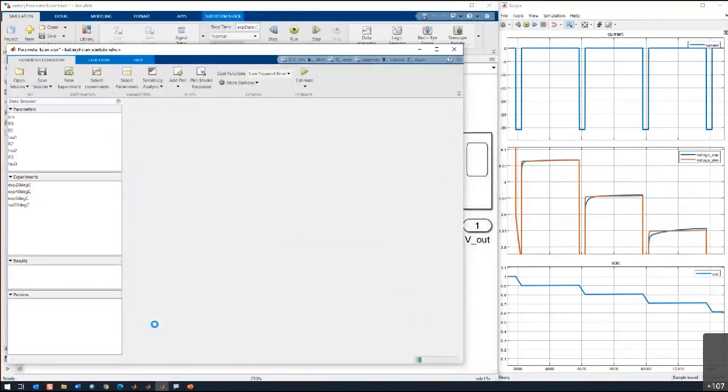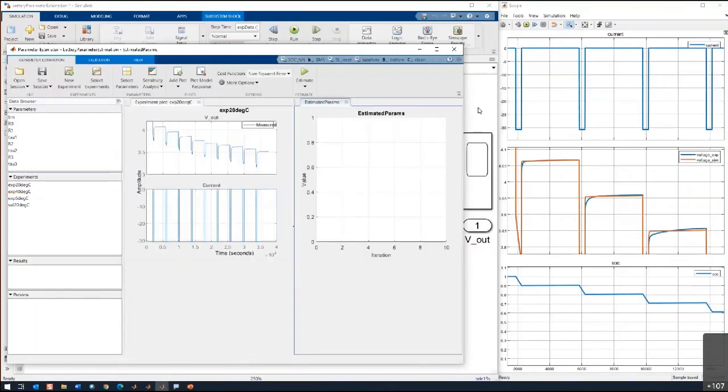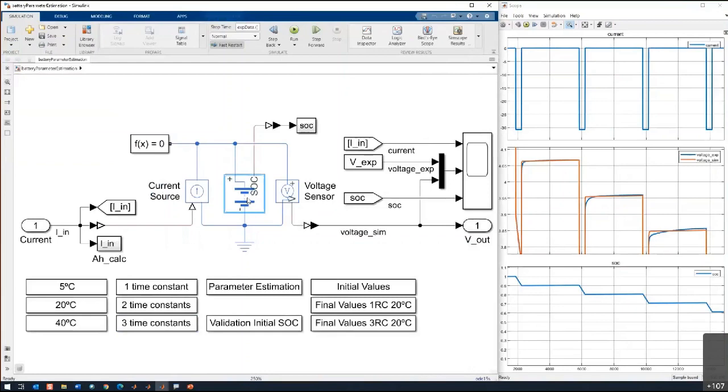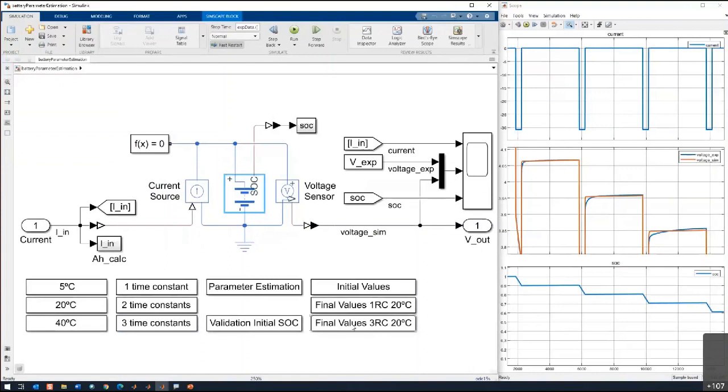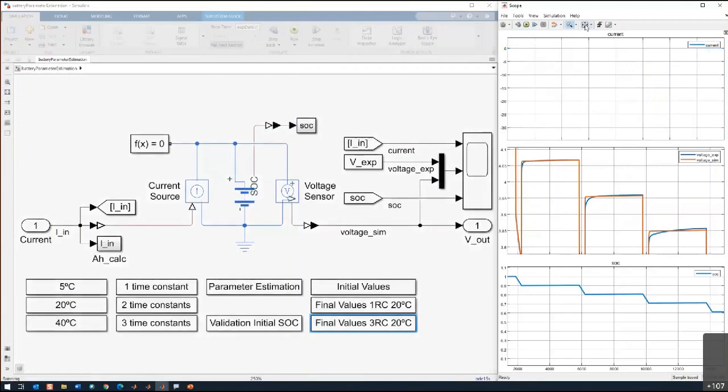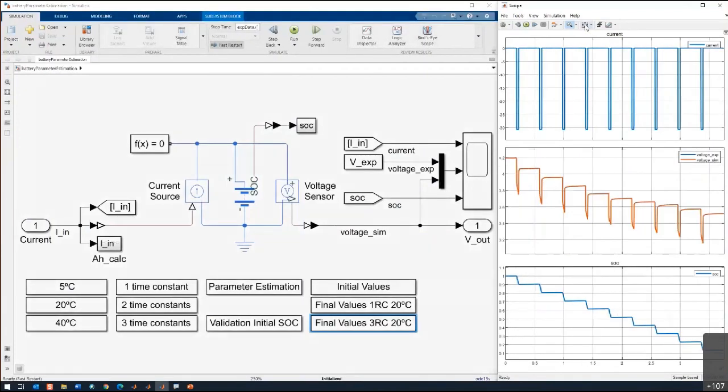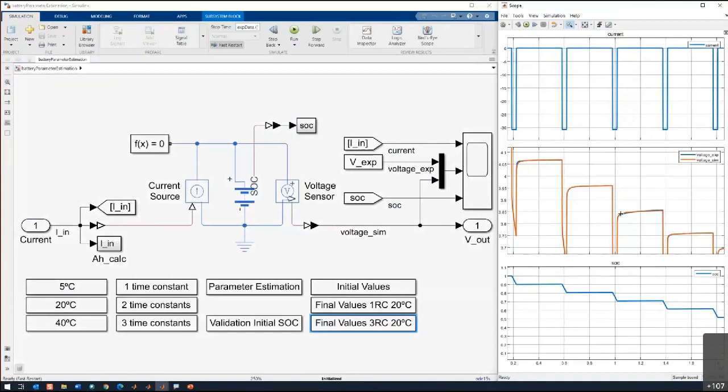So what I can do is say, well, okay, let's change this to a three time constant problem, right? So I did that with a shortcut, but if I go back to here, you will see that this block now has three RC components, therefore three time constants. And if I load the final values of the three time constants and go ahead and rerun the simulation, the fit is better. I mean, it's not perfect, but it is significantly better than it was before, right? So sometimes maybe I can do a little better work in here.